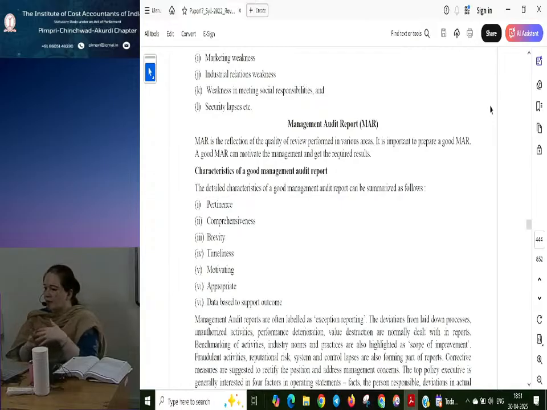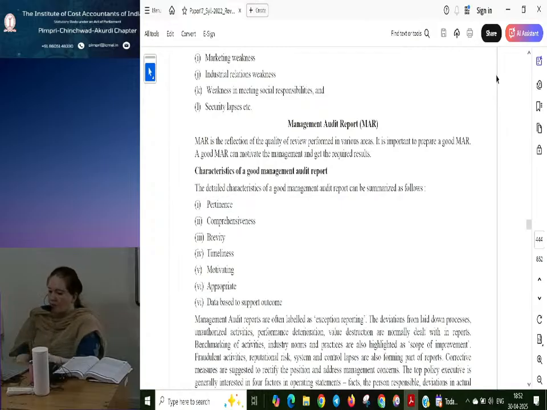While we look at the characteristics of a good management audit report, first comes the pertinence, comprehensiveness, brevity, timeliness. It should not be prolonged for a longer period of time. It should be restricted to a timeline. Motivating, appropriate, and database to support the outcome. Database: how have you come to a conclusion?